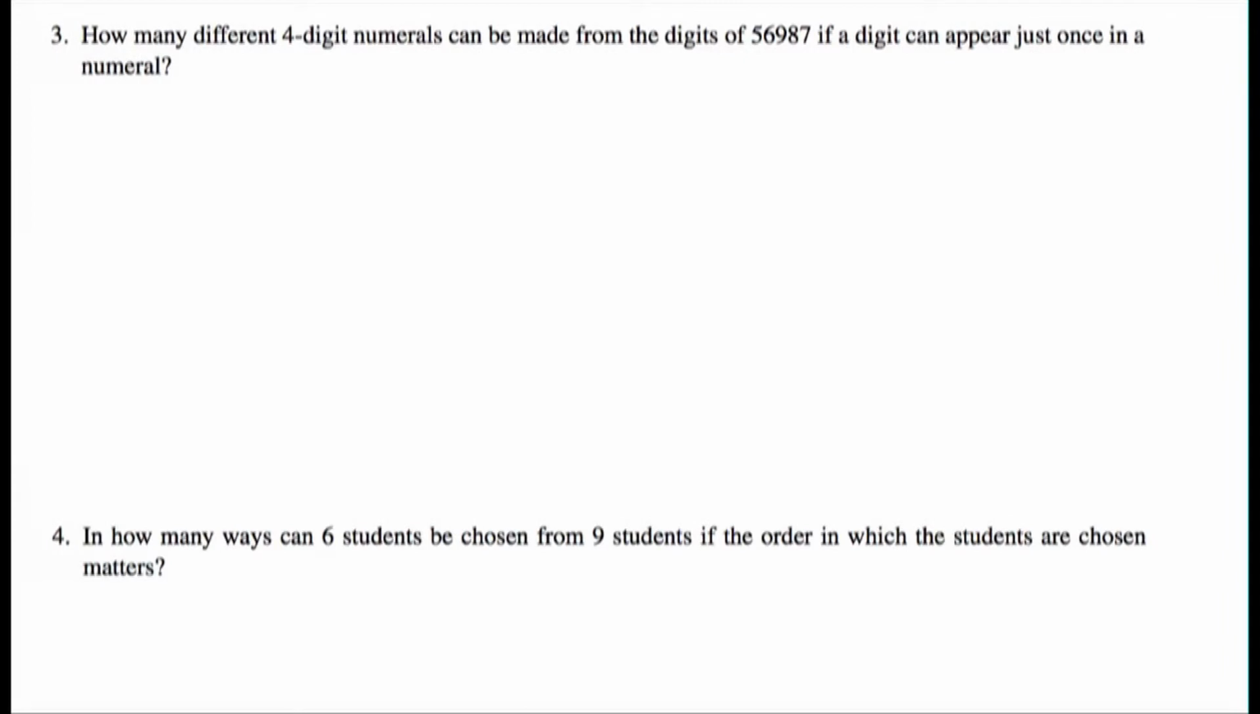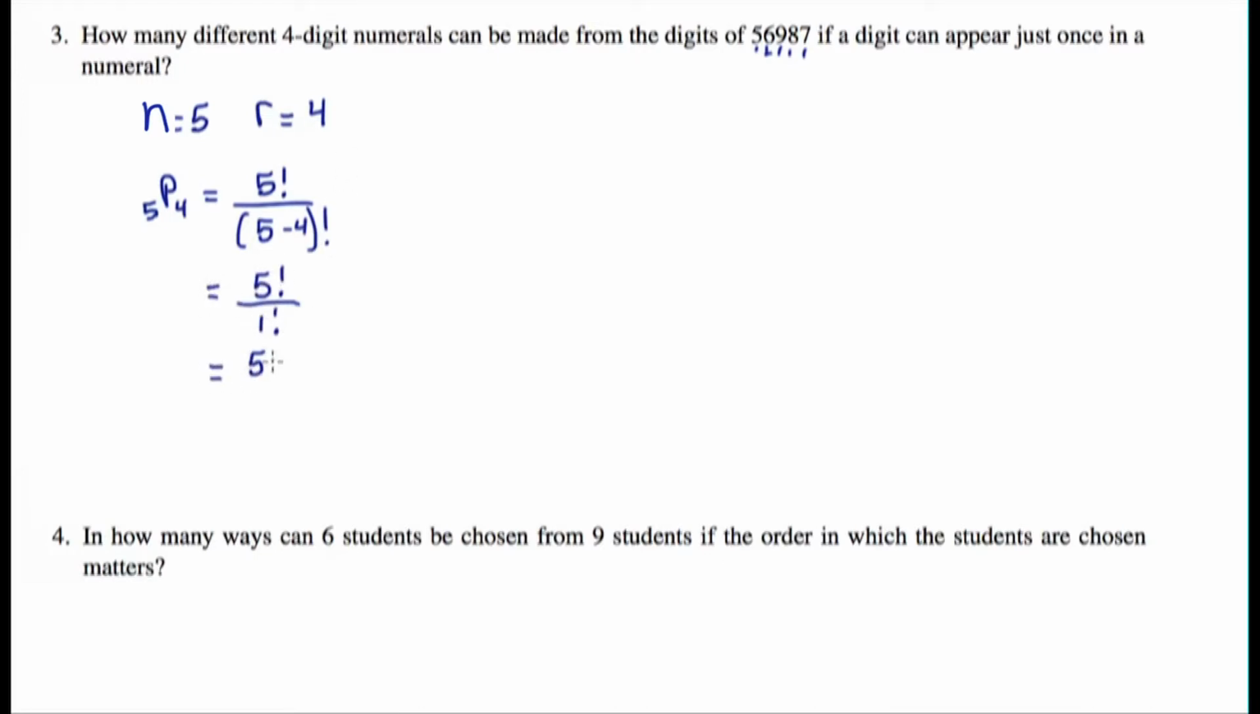Okay, number 3, how many different 4-digit numerals can be made from the digits of 5, 6, 9, 8, 7 if a digit can appear just once in a numeral? Okay, so we have 5 possible objects, 5, 6, 9, 8, 7, and only 4 spaces. So this would be 5P4. Okay, so we get 5 factorial over 5 minus 4 factorial, which is 5 factorial over 1 factorial, which is 5 times 4 times 3 times 2 times 1, which is 120.